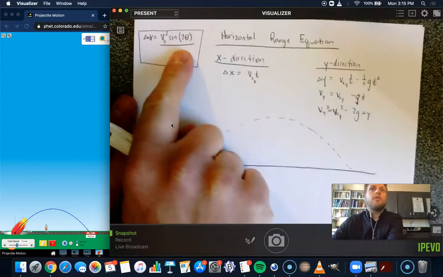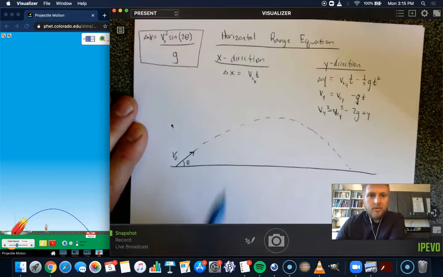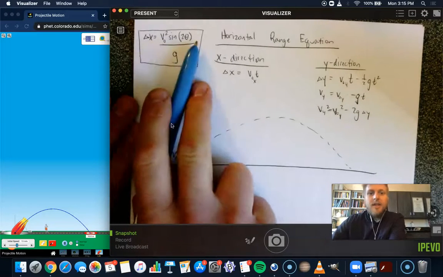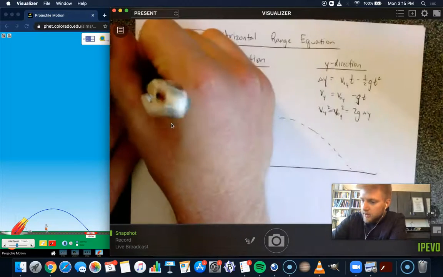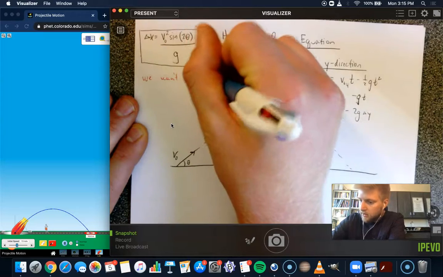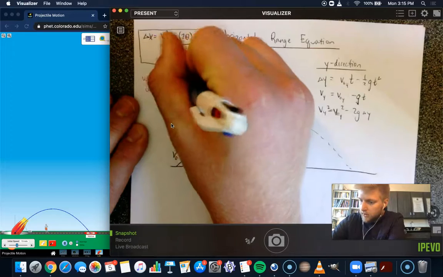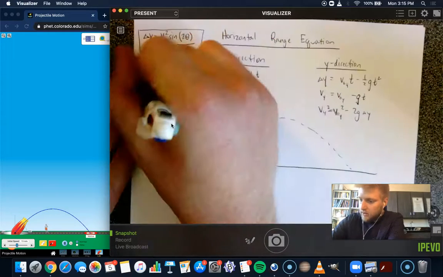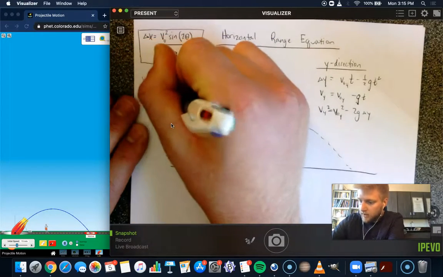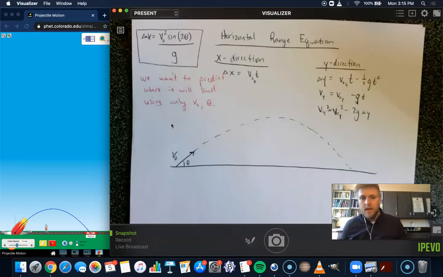So we want to develop this formula, and what's kind of cool about this formula is you notice that it only has two variables. It only has the initial velocity and the angle. So we want to predict where it will land using only v0 and the angle theta. Okay? Which seems like you wouldn't be able to do that, but you actually, in fact, can. We're going to do this in a clever way.